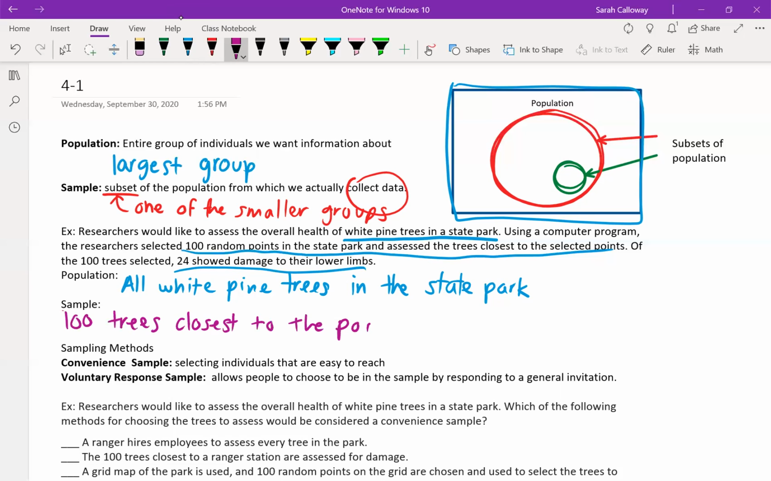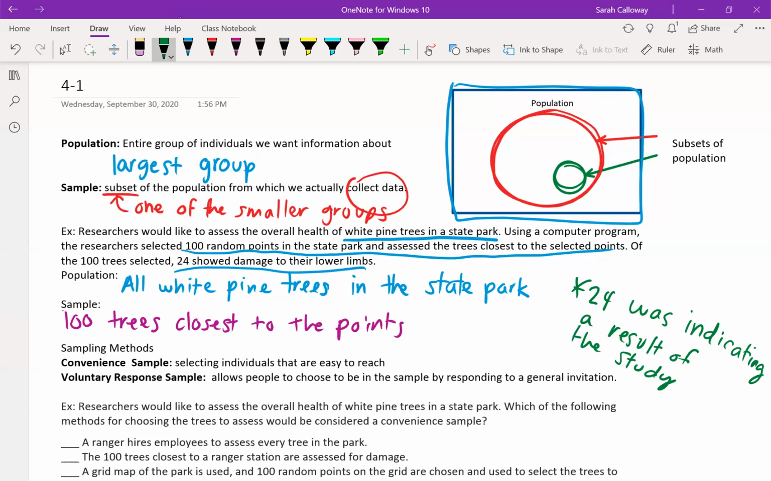That last group, the 24, was indicating a result of the survey or the study. If 24 showed damage to their lower limbs, that's what they were assessing. And so that's a result, not the sample.